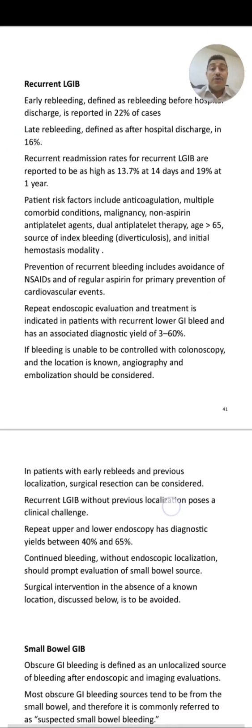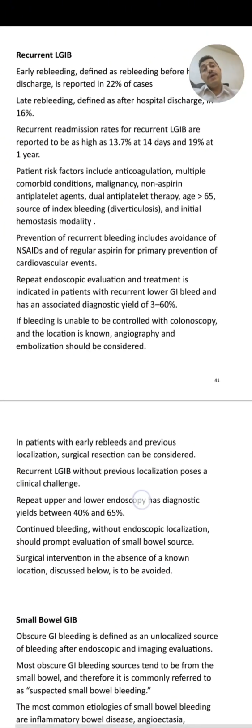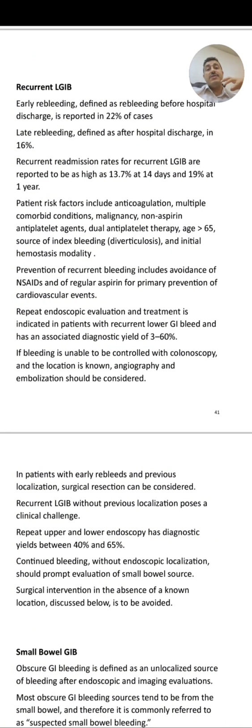So, recurrent lower GI bleeding. We are now dealing with a patient who presents with bleeding that has already stopped. Recurrent lower GI bleeding can be classified as early and late: early before the hospital discharge and late after the hospital discharge. Early is usually much more common if the patient is still in hospital, about 22%.